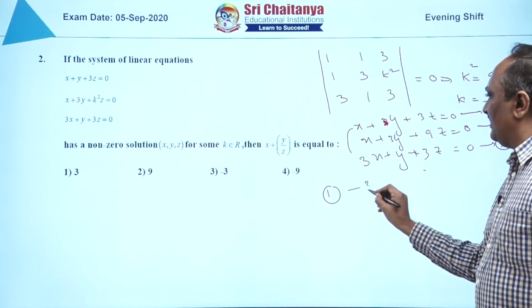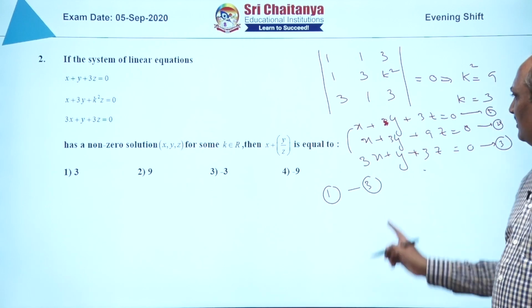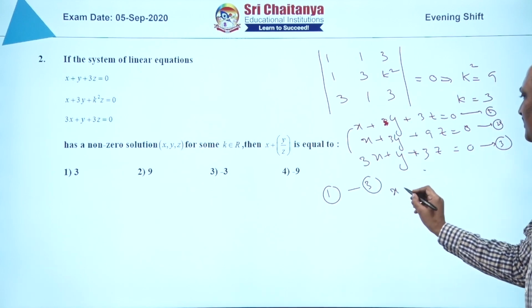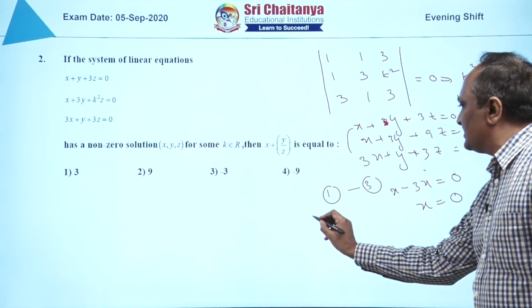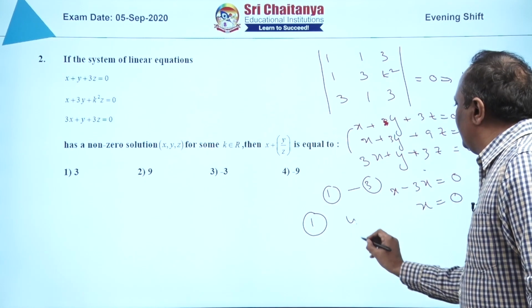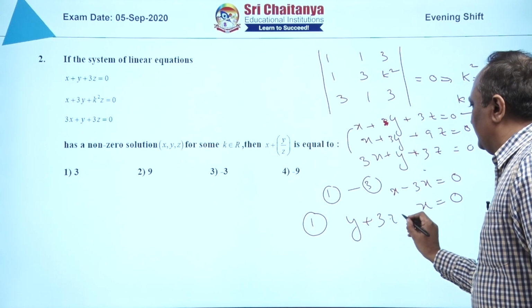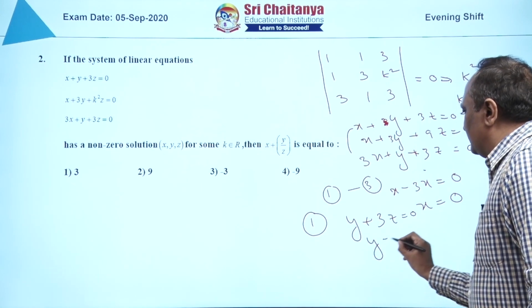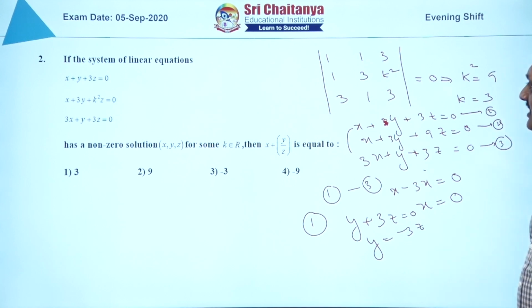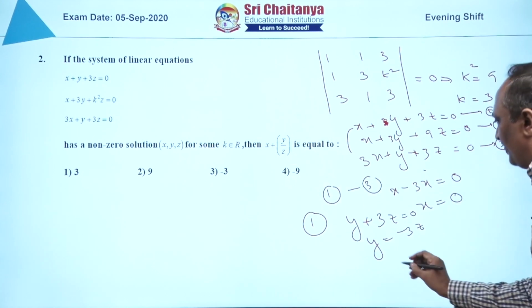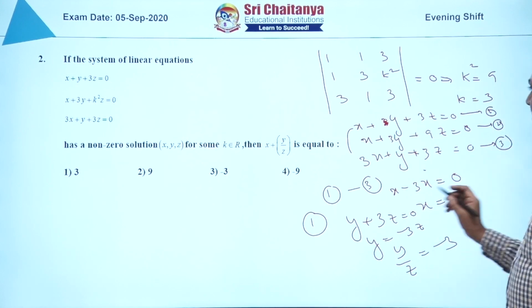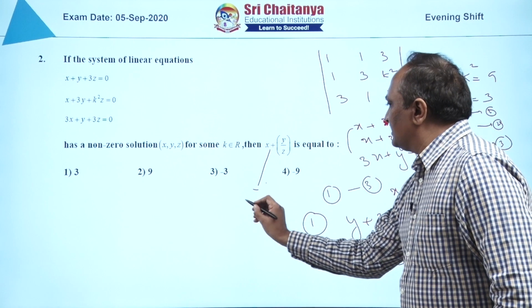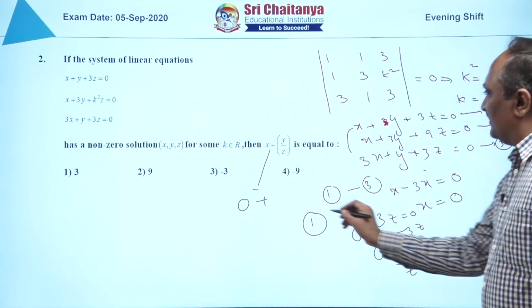solve, first equation minus third equation if you write, clearly it gives x minus 3x equal to 0, that is x equal to 0. By substituting x equal to 0 in the first equation, value obtained is y plus 3z equal to 0. Y is nothing but minus 3z. The question asked for is x plus y by z. Y by z value is nothing but minus 3. X value is already 0. So, in this x is 0, y by z value is minus 3.